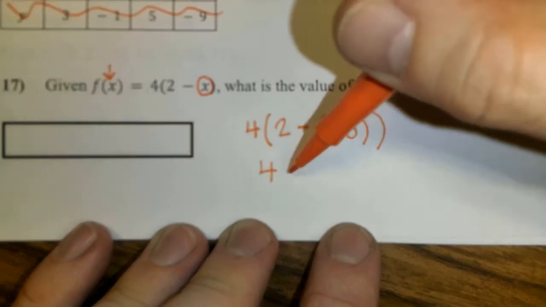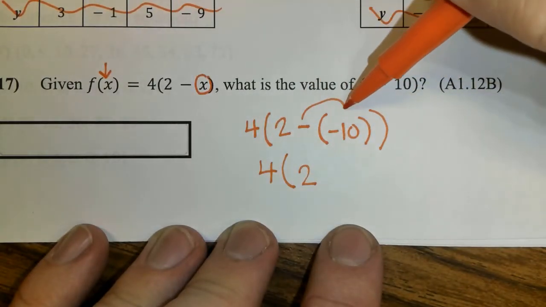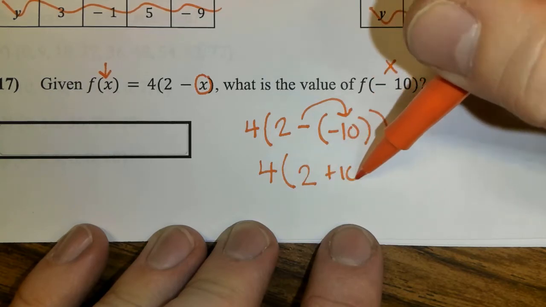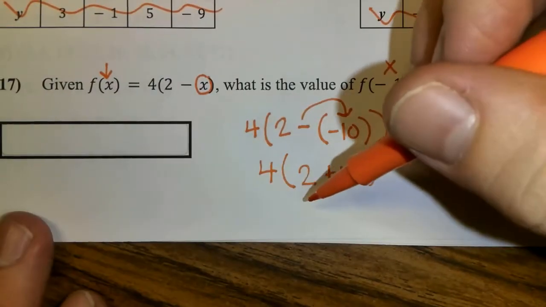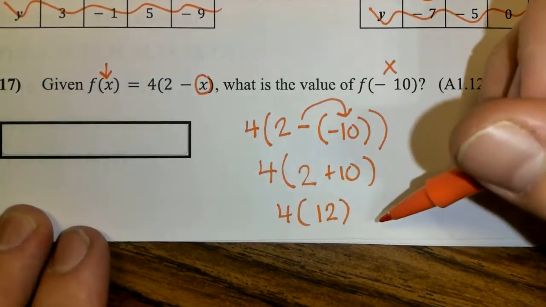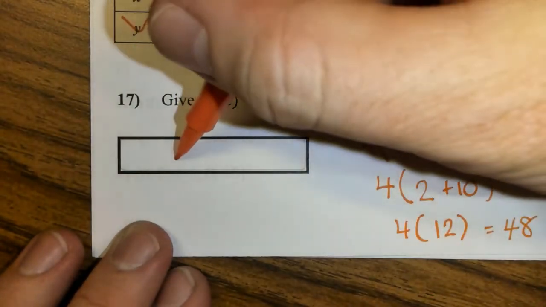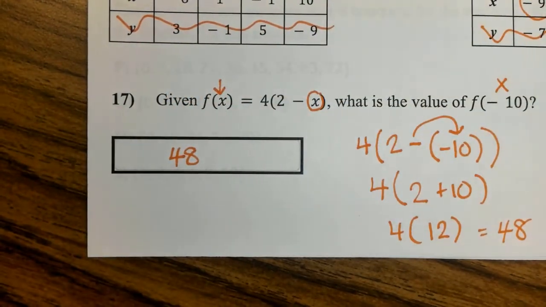Or, I'm going to do it by hand. So I have 2 negatives, negative times negative, and 2 negatives make a positive. And then I have 4 times 2 plus 10, which is 12. And that's 48. So my answer on this one would be 48. And I promise, if you just write the one negative, so if you just did 2 minus 10, you would get a totally wrong answer. All right, so that is the end of this page, so that's the end of this video.